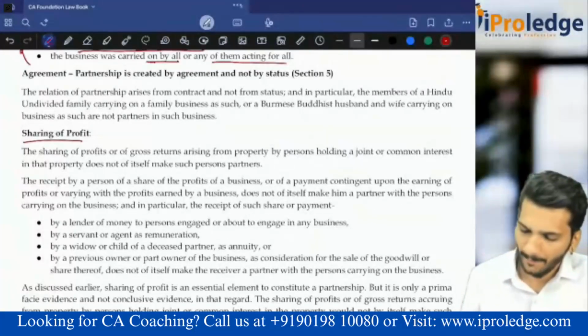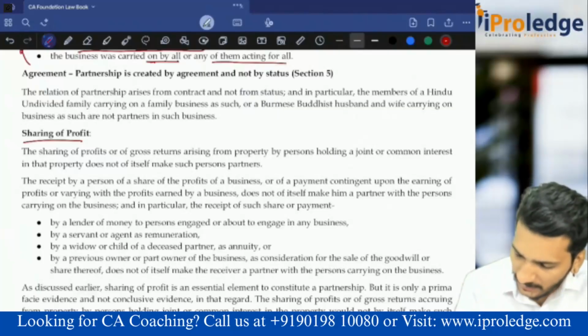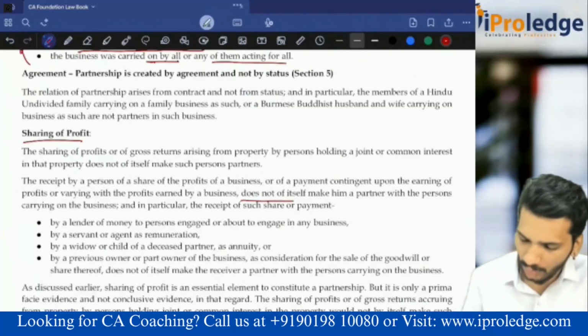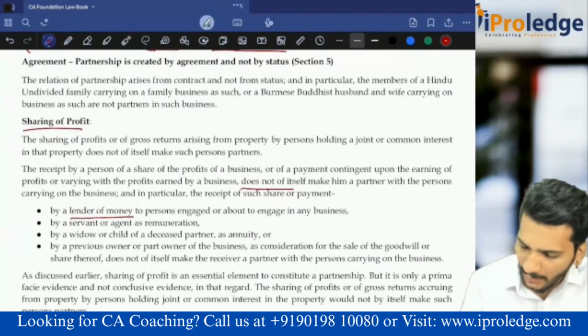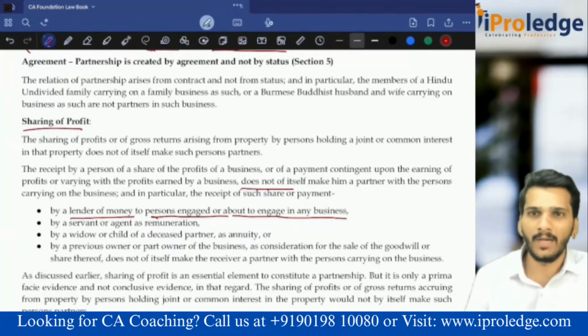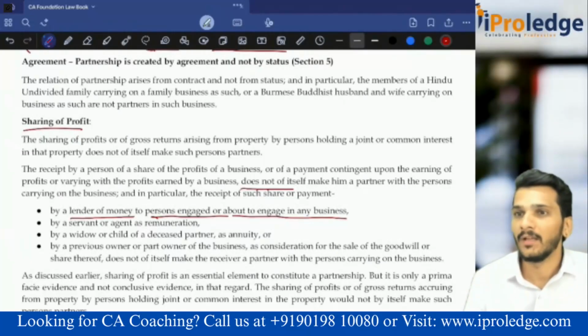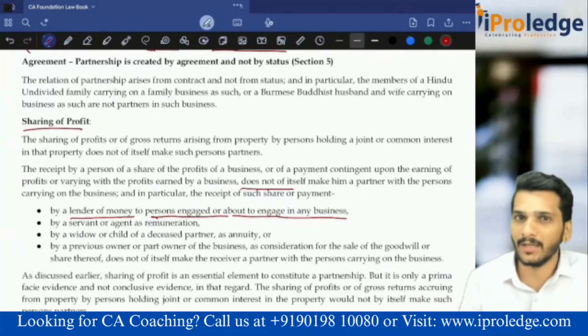Sharing of profit means whatever the money received from the partnership firm, that has to be shared, but it does not include any profit shared with a lender of money to a person engaged or about to engage in the business. For example, to start the partnership firm, I borrowed 10 lakh rupees from SBI, and whenever I have to repay the money, I have to repay from my profit only. Just because I pay some share of the profit, it does not mean that SBI is my partner, because they are in the capacity of the lender.